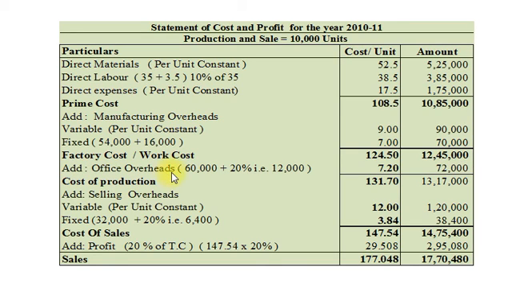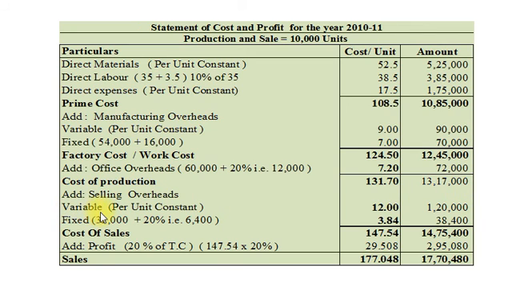Now we will add office overheads. It is increased by 20%. So in 2009-10 it was rupees 60,000 plus 20% increase, that is 12,000. Dear students, office overheads are 100% fixed overheads, so increase will be given in total. So total amounts to 72,000. Now 72,000 divided by 10,000 units, so we get per unit rupees 7.20, and our cost of production amounts to 131.70 per unit and total 13,17,000.